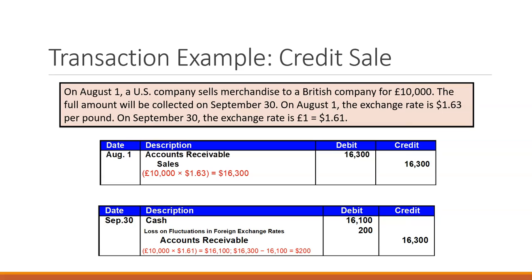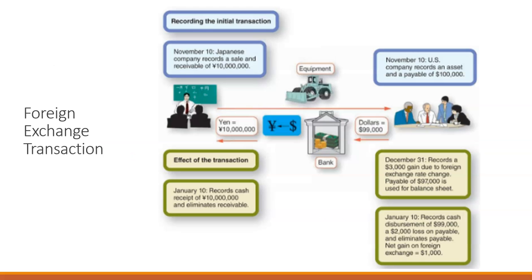If they had paid us on credit, we would have recorded the accounts receivable at the exchange rate of the date the sale was made. And then we would record a loss on fluctuations in foreign exchange rates because the value of a US dollar to a British pound had changed by the 2 cents. So when we look at that, we record the initial transaction.